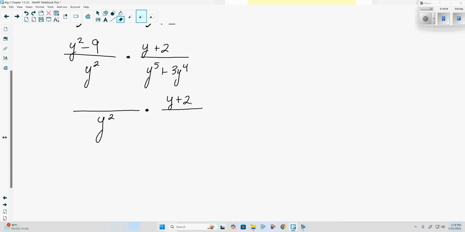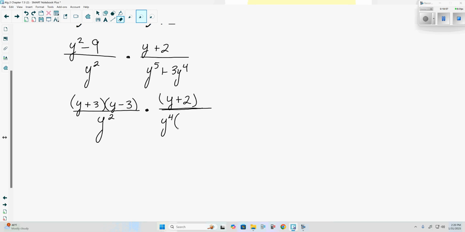Which one do y'all want to factor next? Y squared minus 9 would factor to y plus 3, y minus 3. Last one we need to factor is y to the 5th plus 3 y to the 4th. There's a greatest common factor of y to the 4th.